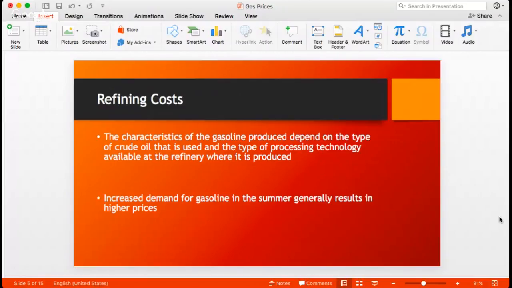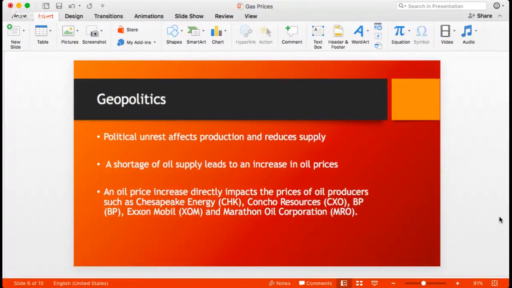So this is saying in the summer the demand is up because people are traveling. So there's going to be a lot more back and forth between home and wherever they're trying to go. So that increases the price.